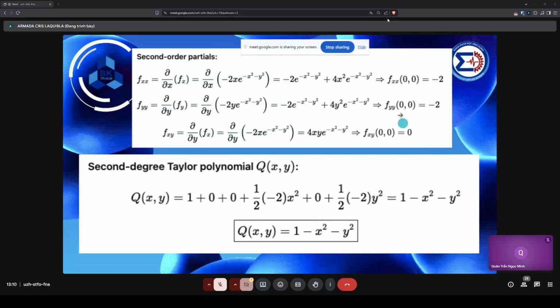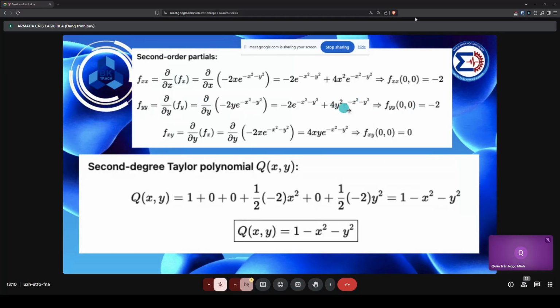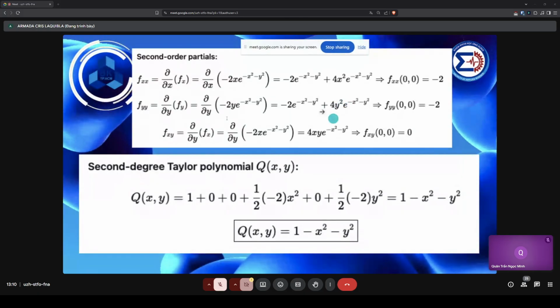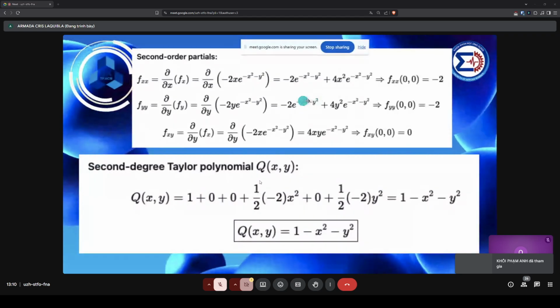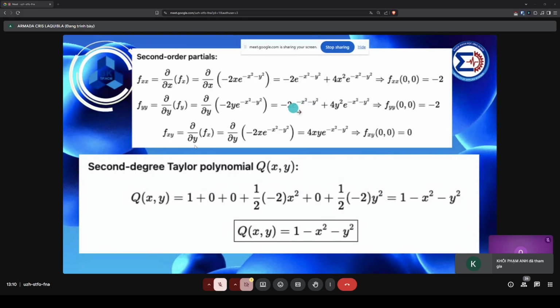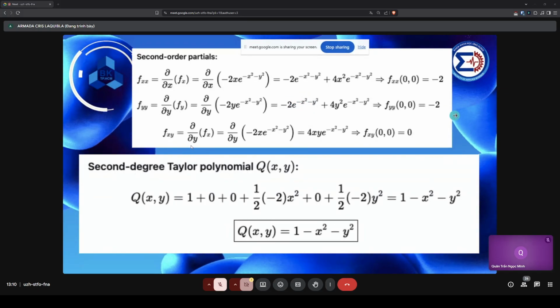Now we substitute 0, 0 in your x and y. This term becomes 0 because there's a y squared here. And then on the exponent here, this becomes 0. So that's negative 2 times e to the 0. It's equal to negative 2.